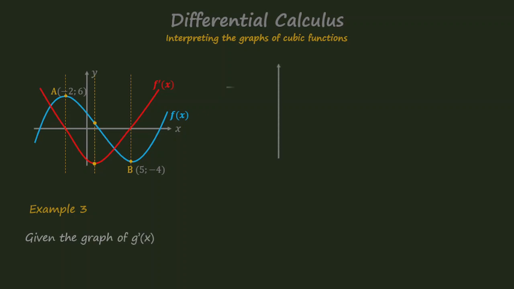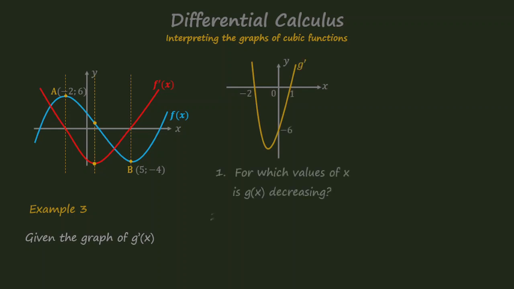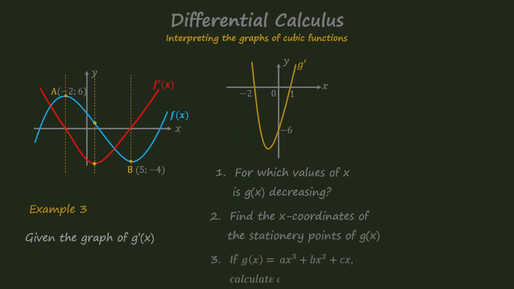Let's say you've been given the graph of the derivative of g at x as shown, and you are asked to find the values of x for which the actual graph of g at x is decreasing. Here we've been given the derivative of g. Now we want to know for which values of x the original g at x is decreasing.